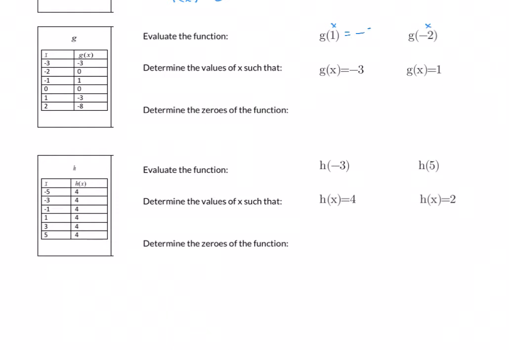So g of 1 equals -3. Same thing with g of -2. I'm going to start by looking for where x is -2. We come across and we get 0. So when x is -2, g of x equals 0. So g of -2 equals 0.